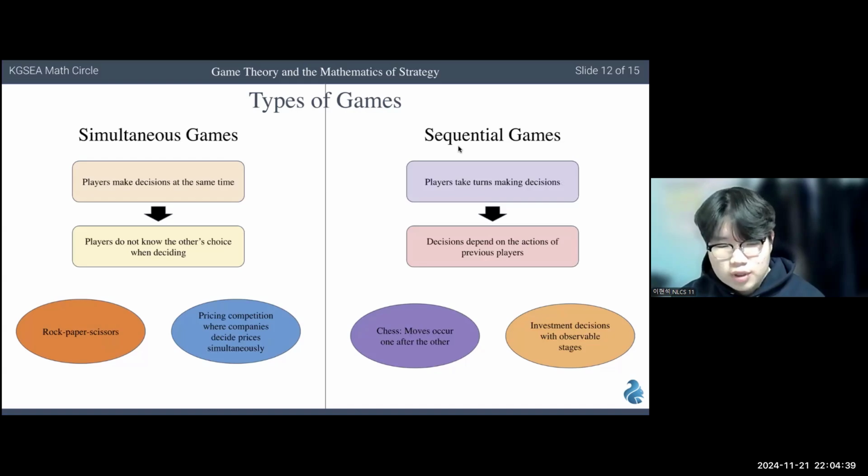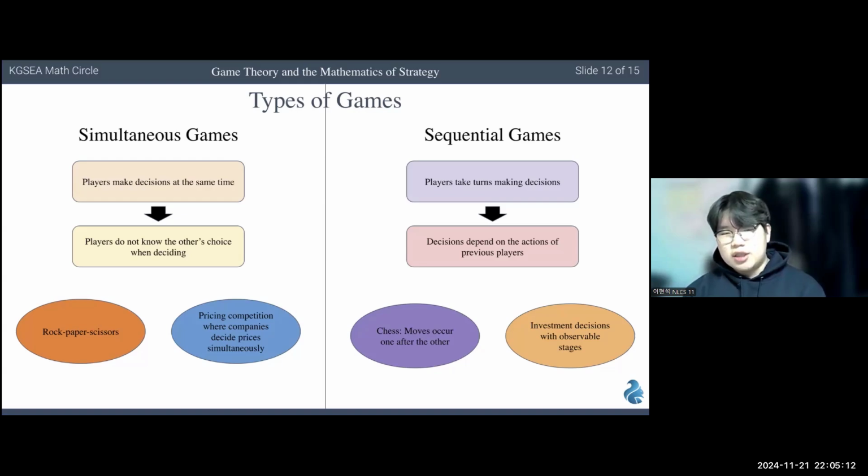Another metric to differentiate the types of games would be simultaneous versus sequential games. In simultaneous games, players make decisions at the same time. Essentially, players don't know the others' choices when deciding. For example, in rock paper scissors, everybody brings their result at the same time, so one player doesn't know the result of another player's. And in pricing competitions, companies decide prices simultaneously because each company doesn't know which price the other company would bring for their own.